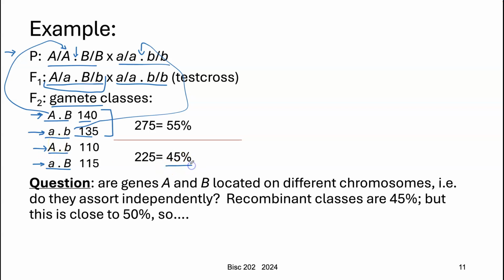Now, 45% versus 55%, it's not that different. Sometimes, maybe if we collected thousands of progeny, we'd be closer to 50-50. Remember, Mendel had almost 10,000 peas in one of his experiments, and he still didn't quite have a 3-to-1 ratio. And these numbers are not so different that we can obviously say independent assortment just isn't happening here, right? So this is where a statistical test is going to be of use.